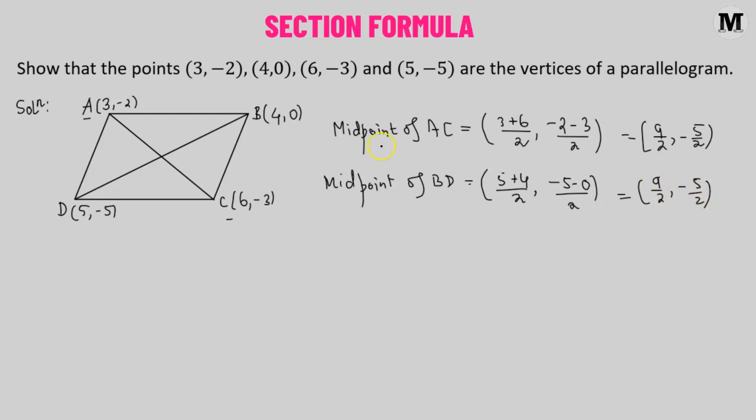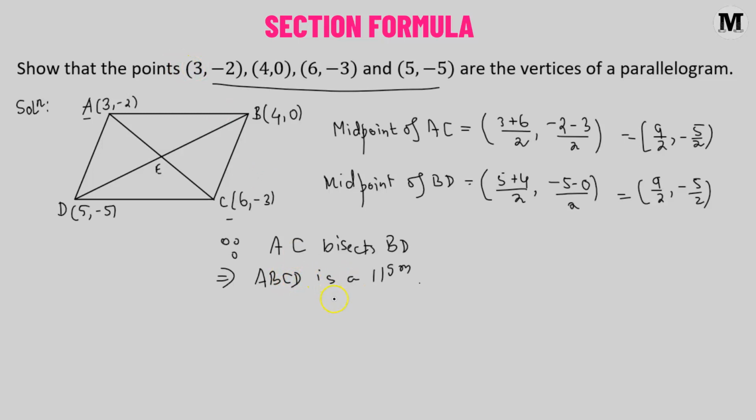Now what do we observe here? We observe that the midpoint of AC, let's say the midpoint of AC is at E, has the coordinates 9/2, -5/2, and the midpoint of BD also has the same coordinates. That means they are bisecting each other, and that is true for a parallelogram. So we can say that here AC bisects the diagonal BD. Now since AC bisects the diagonal BD, that means that ABCD must be a parallelogram.